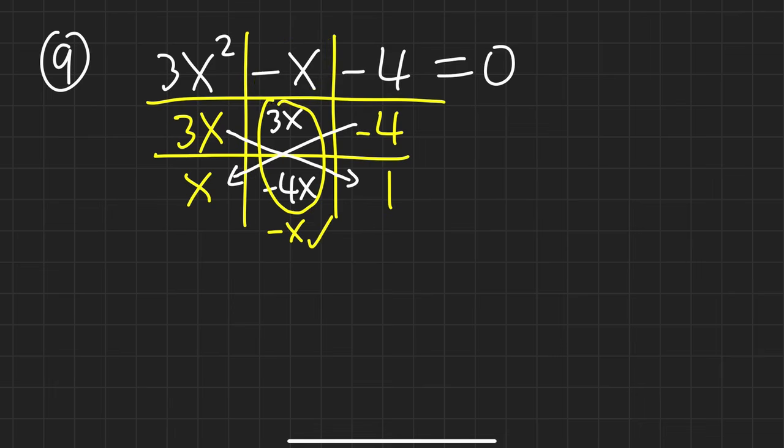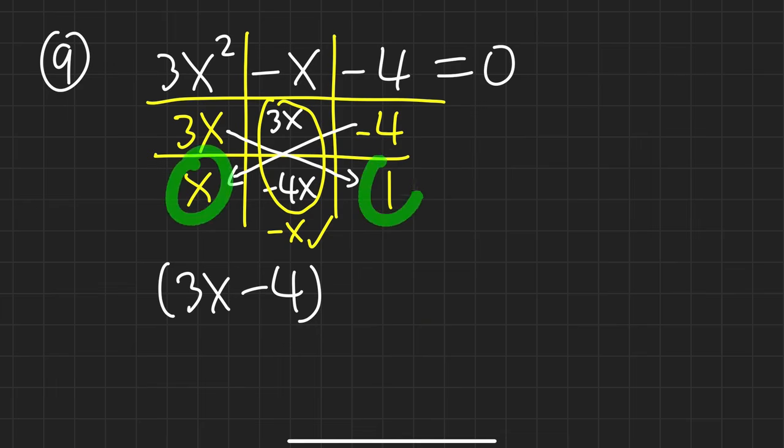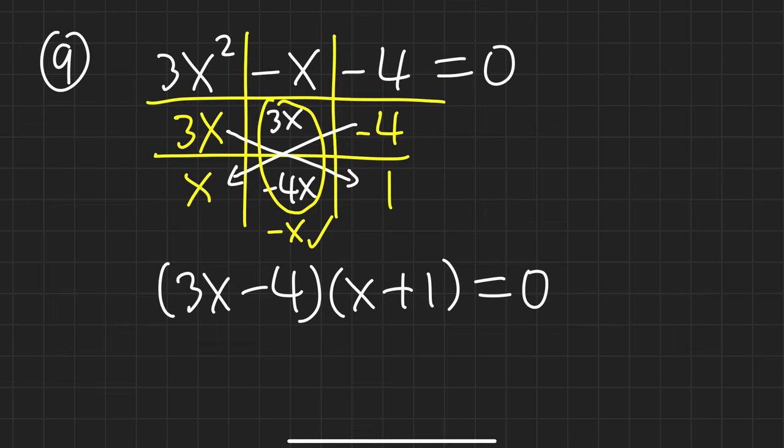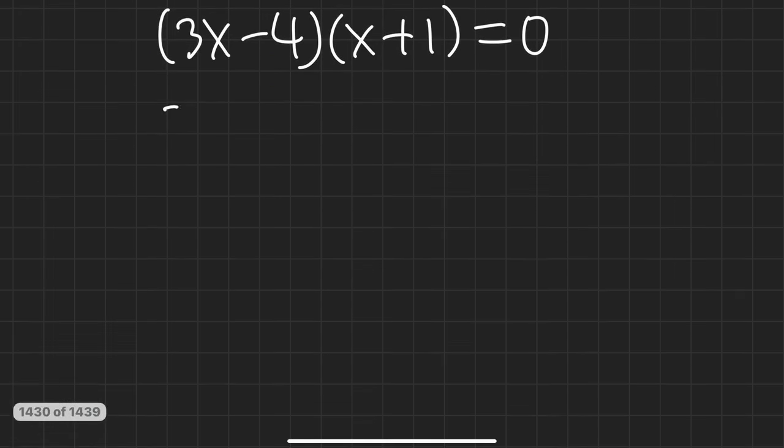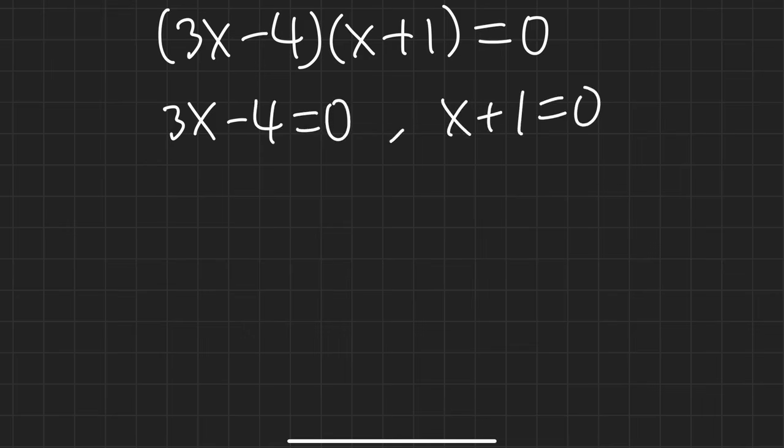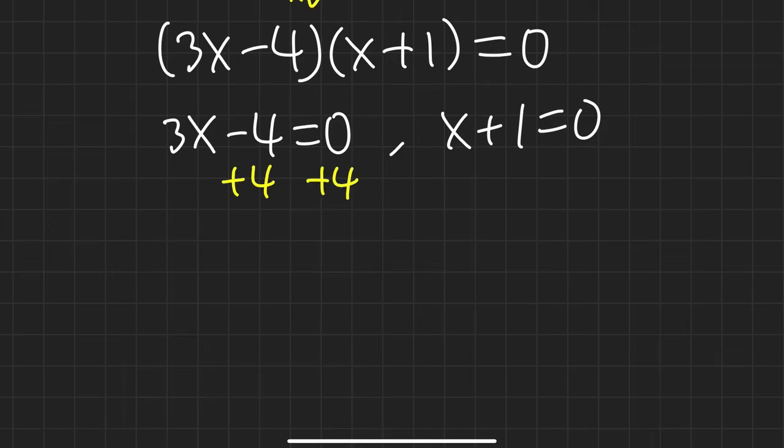Now, as I mentioned before, when we do the tic-tac-toe factoring, we have to go across for the factors. The first factor is 3x minus 4. And the next factor is x plus 1. Like this. Okay, then we can proceed by setting the first factor equal to 0. And the next factor equal to 0. For the first one, add a 4 to both sides. Do the usual business.